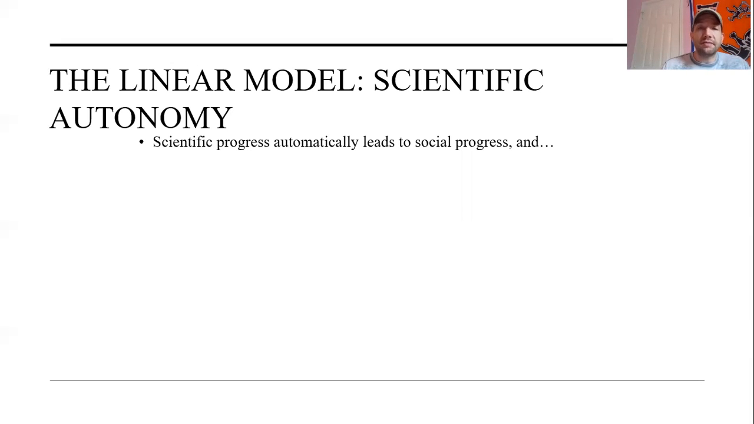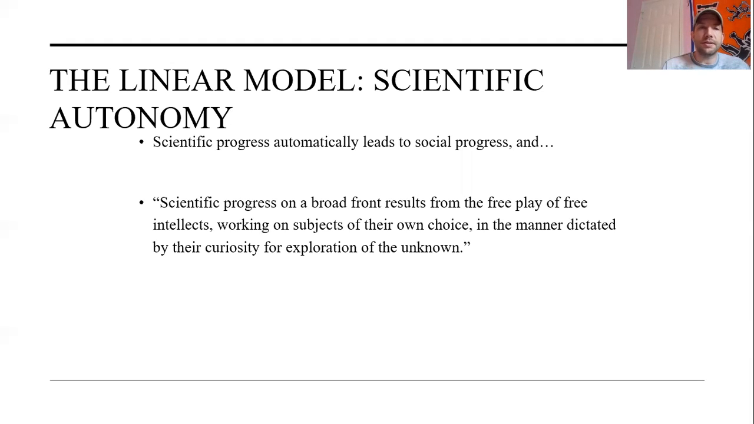Here's his main idea. Scientific progress automatically leads to social progress, okay? And what do we mean by scientific progress? Here, key quote. This is one I want you to note. Scientific progress on a broad front results from the free play of free intellects working on subjects of their own choice and in the manner dictated by their curiosity for exploration of the unknown. In other words, give scientists the money to research whatever they're interested in. And we don't know how, but that will result in improvements to society. That's kind of the main message of this report.